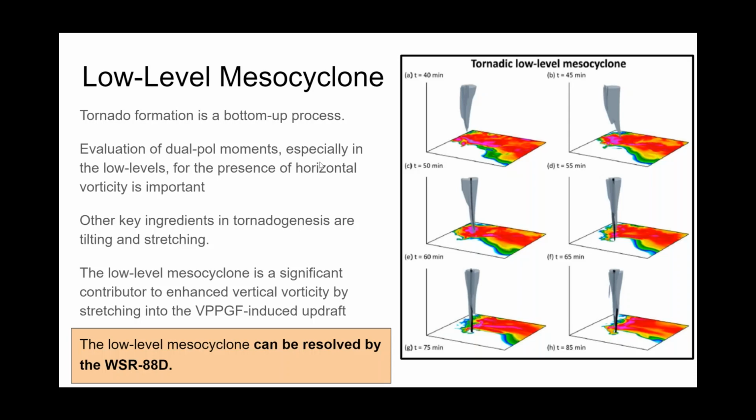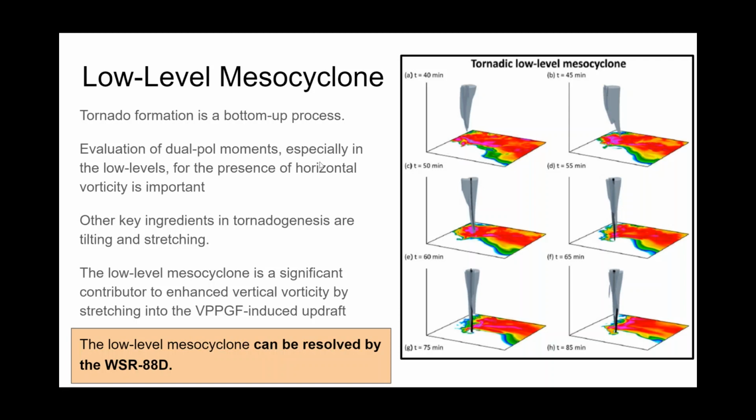Tornado formation, by most recent accounts, all recent research, is a bottom-up process. All right, tornadoes have been found to develop at the ground level, the tornado itself. We're not going to see that with radar. We can only predict it. That's our job, right? We need to predict tornadoes before they happen.